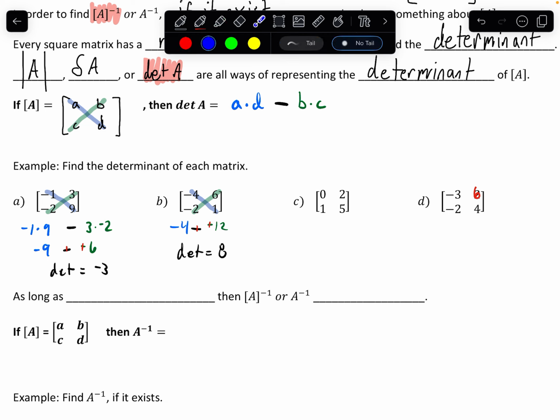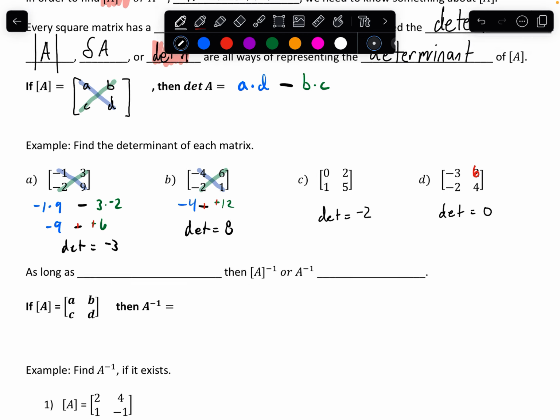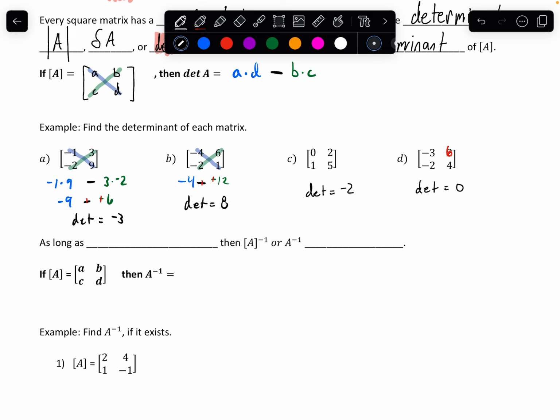Here would be a good idea for you guys to stop and try doing C and D on your own. I did change the element here on D to 6, and then check your answers against mine in a second. So time to do that. So part C here, the determinant is negative 2, and part D here, the determinant is 0, as long as you change that to a 6. So hopefully those worked out for you. If not, check with somebody, see what's going on.